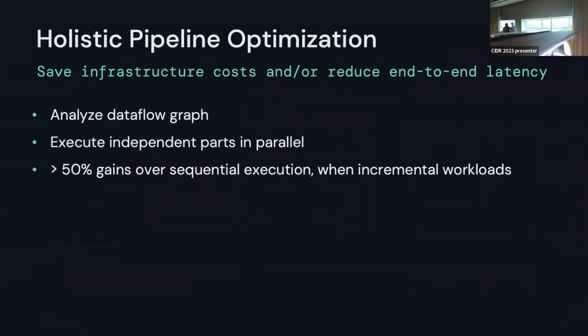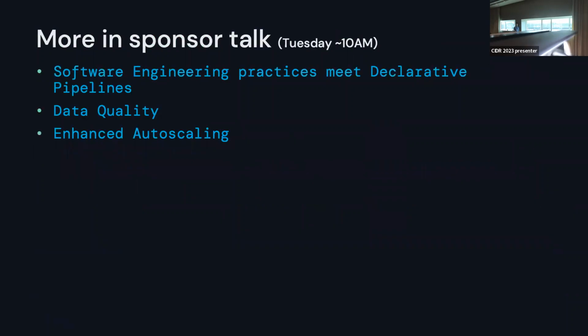A second opportunity is holistic pipeline optimization. You can greatly reduce the costs and/or the latency by looking at the data flow graph, this DAG, as a whole, and we already see 50% gains. So I gave you today a taste of database performance opportunities.